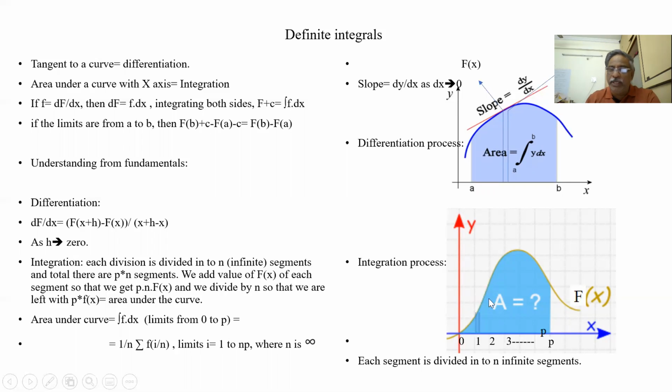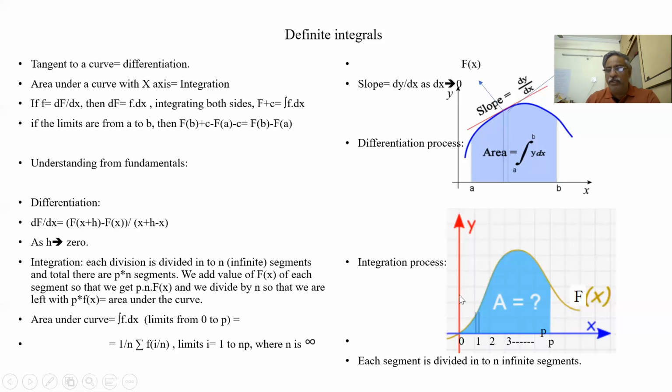f of 2n by n, this is the y point. Like that, f of 3n by n, like that, f of np by n. So finally, I am getting the sum from 0 to np of f of i by n. I am adding all y's divided by n. So when I am dividing by n, I am finally getting p into sigma y. Because this is np into y, n gets cancelled, p into y. P into y is nothing but area.